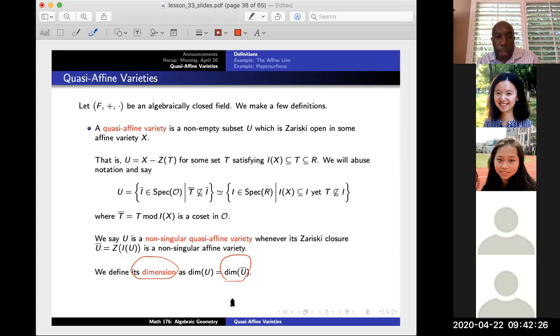Okay, so again, for quasi-affine, all we want to say is that it's a non-empty Zariski open subset, and then we just translate everything back to its Zariski closure if we want to talk about non-singularity or dimension. I do want to spend some time going over lots of examples of this, but first, any questions on the definitions here?